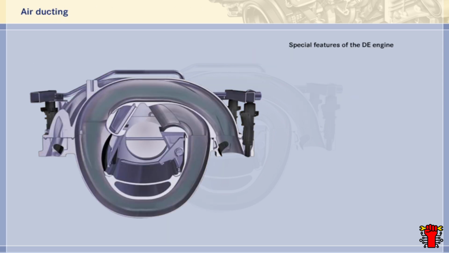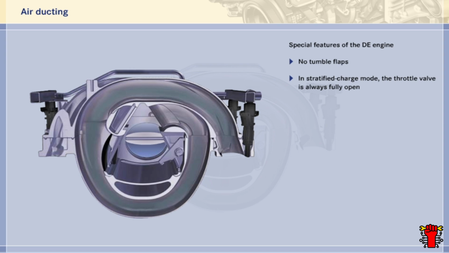In the air-ducting system of the DE engine, there are 2 particular features which distinguish it from that of the KE variant. Firstly, there are no tumble flaps. Secondly, the throttle valve actuator is only used in homogeneous mode to regulate intake air. In stratified charge mode, it is always fully open. The engine is therefore de-throttled.